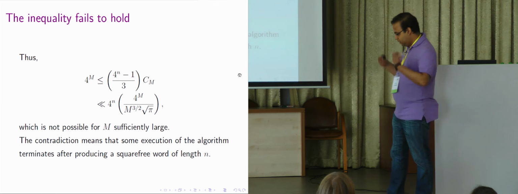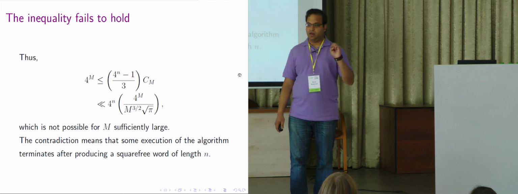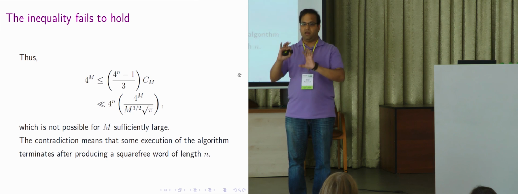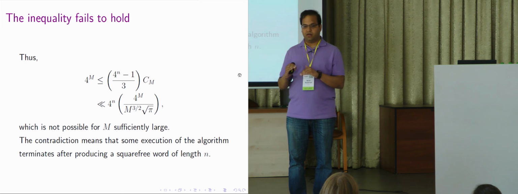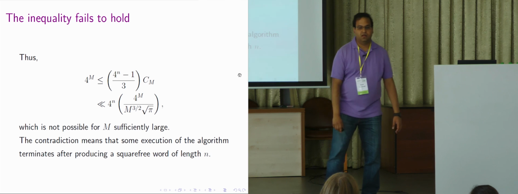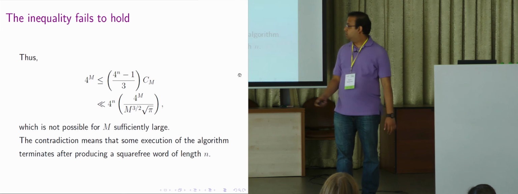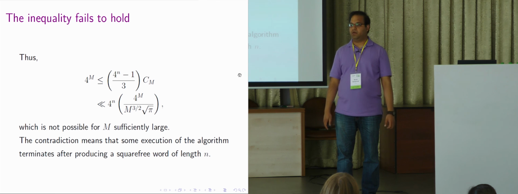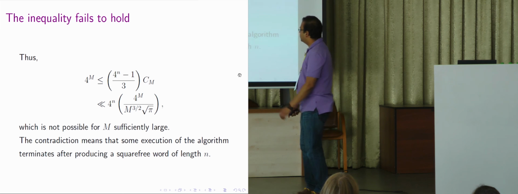So that's how the technique works. It's actually very simple. You have some backtracking algorithm, you come up with some kind of data structure to count the number of executions of the algorithm, and then you make this kind of argument to show that if the algorithm runs for long enough, then in fact some execution of the algorithm must produce a square free word of length n for every n.